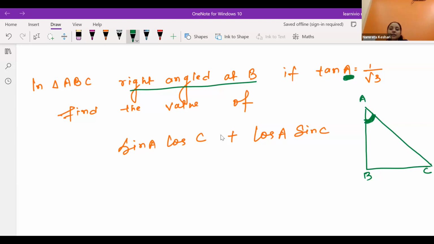So you can understand here only you can write. That much elaborated steps are not required at all. I was doing that to keep it clear, your concepts should be clear. But here you can decide tan A is given as 1 by root 3. That means the formula for tan is opposite over adjacent, or you also call this opposite as perpendicular and adjacent as base. So tan A is opposite over adjacent. You can take opposite side as 1 and adjacent side as root 3.